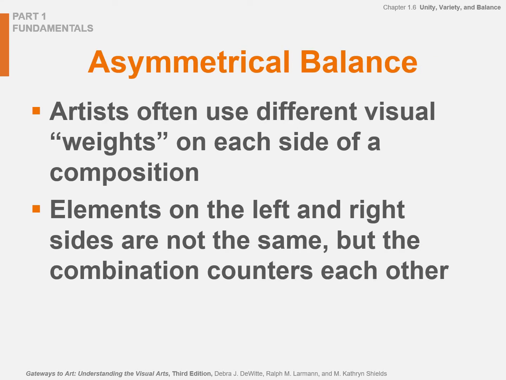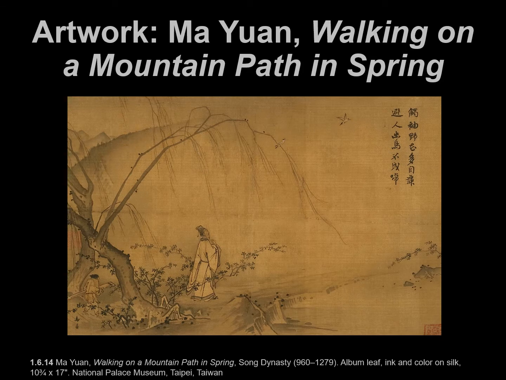But we can still achieve balance even with asymmetry. Artists often use different visual weights on each side of a composition. Elements on the left and right sides are not necessarily the same in asymmetrical balance, but the combination counters each other. This is a beautiful ink on paper drawing or painting by Ma Wen called Walking on a Mountain Path in Spring.